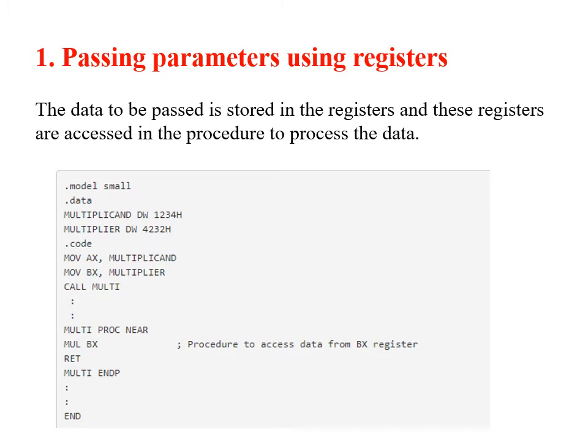Whenever this multi endp comes, the control will go back to the instruction after this call multi command. So here we didn't pass any parameters as such, but we have saved the parameters into registers, so that from within the procedure you can just use those registers to get the values.